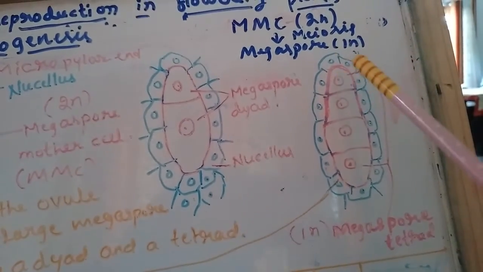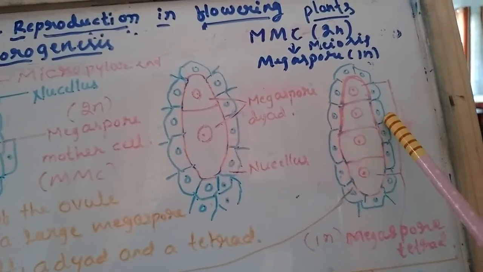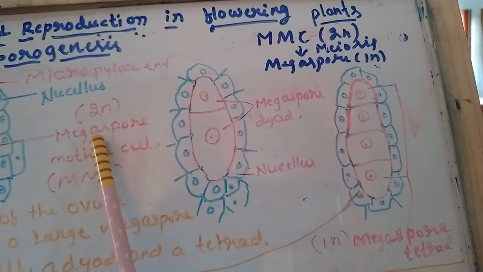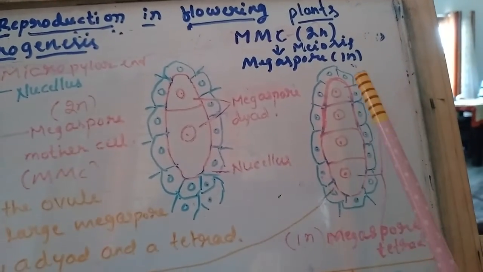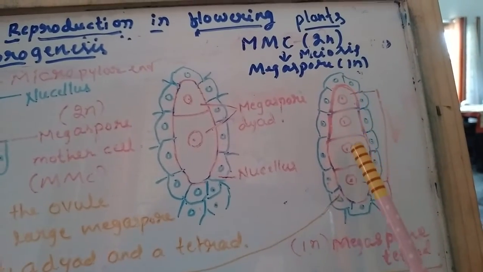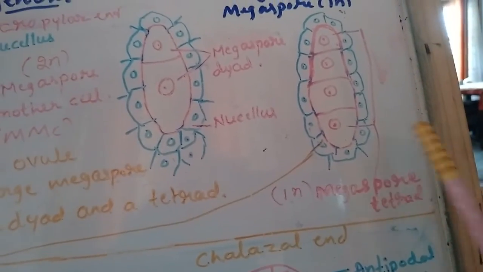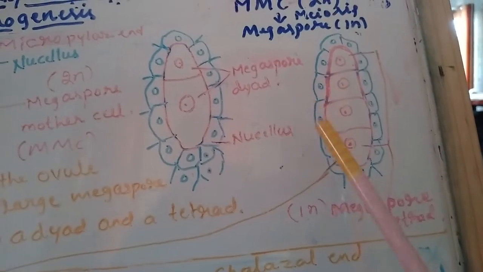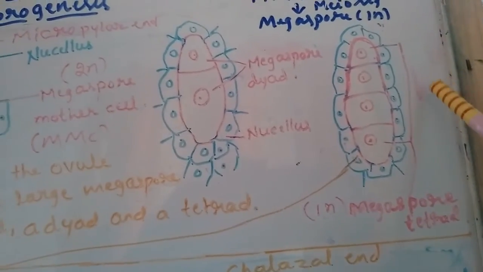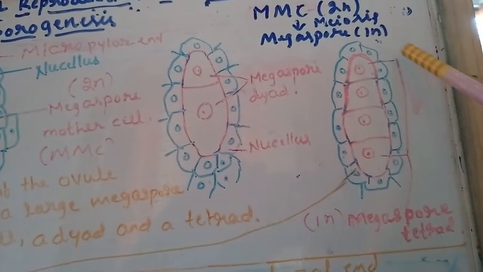After completion of the meiotic division, how many megaspores are formed? 4 megaspores, that is 1, 2, 3 and 4. From one diploid megaspore mother cell, there is a formation of 4 haploid megaspores. As we have 4 megaspores, the stage is known as the megaspore tetrad.